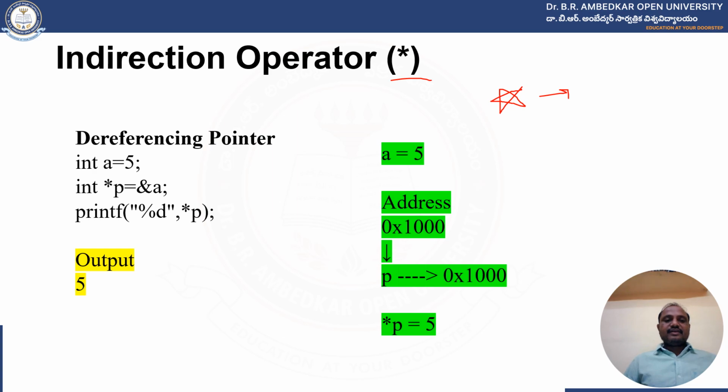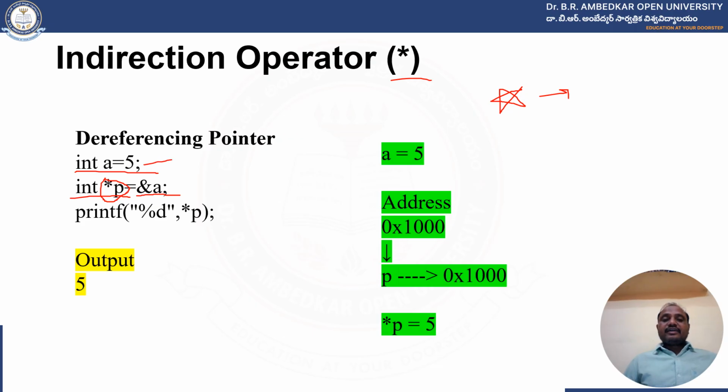If you take one example here, int a equal to 5. Here a is a variable and 5 is the value stored in a. Now what we are doing: int asterisk p. The asterisk is our pointer, so we have declared one pointer variable here, and directly we are assigning one value. That value is nothing but the address of a. It will not store the value of a, it will store the address of a.